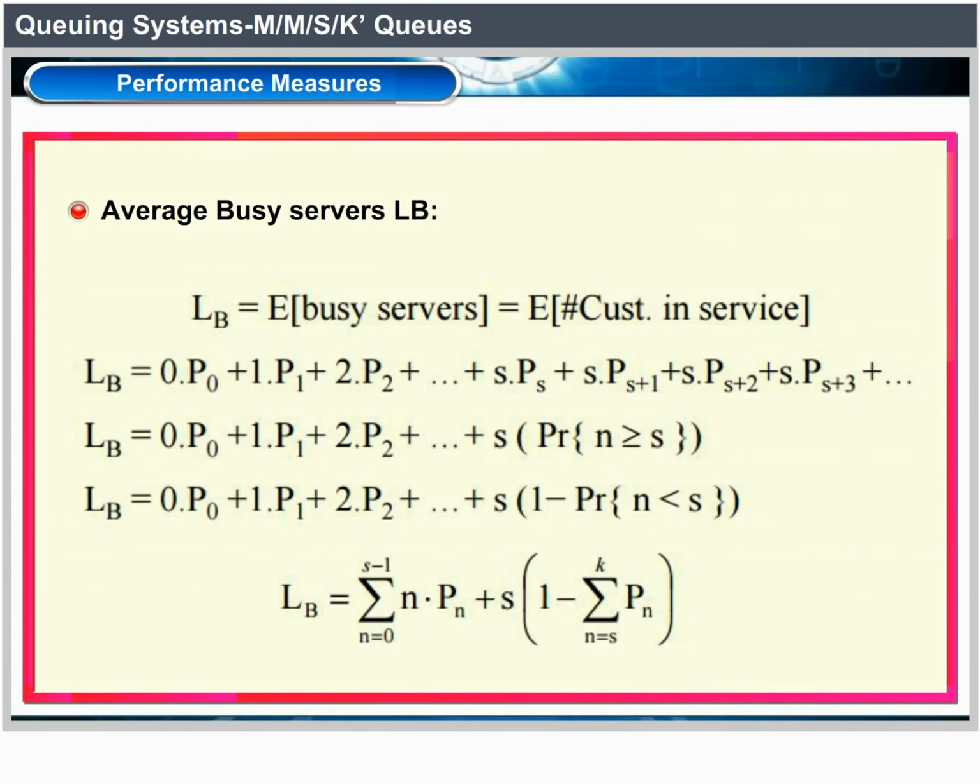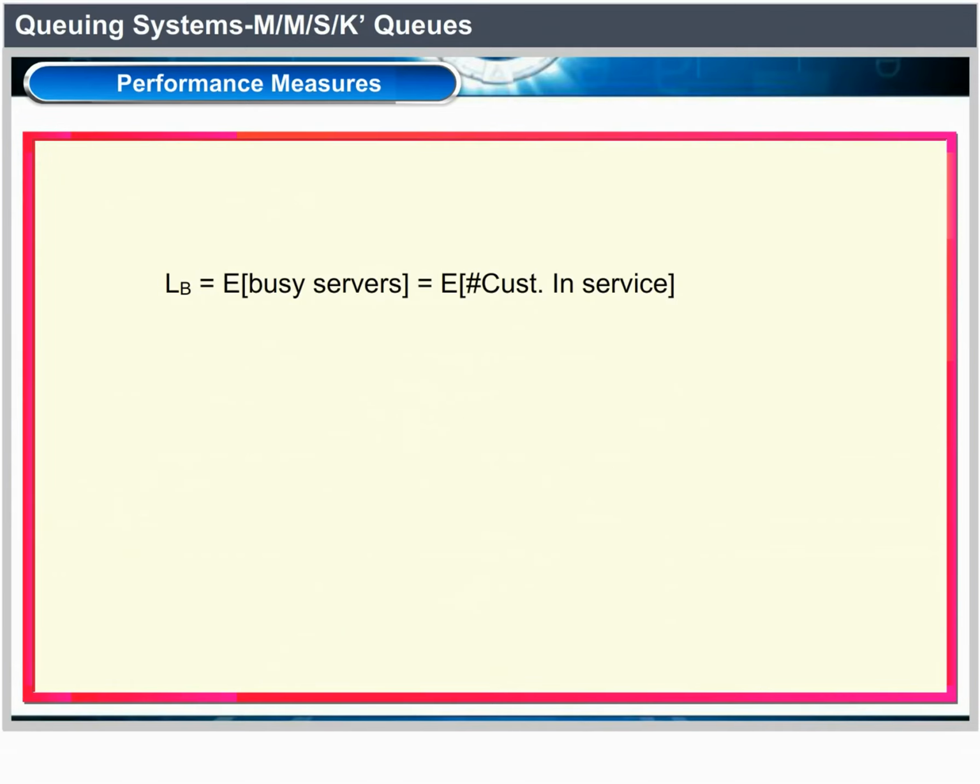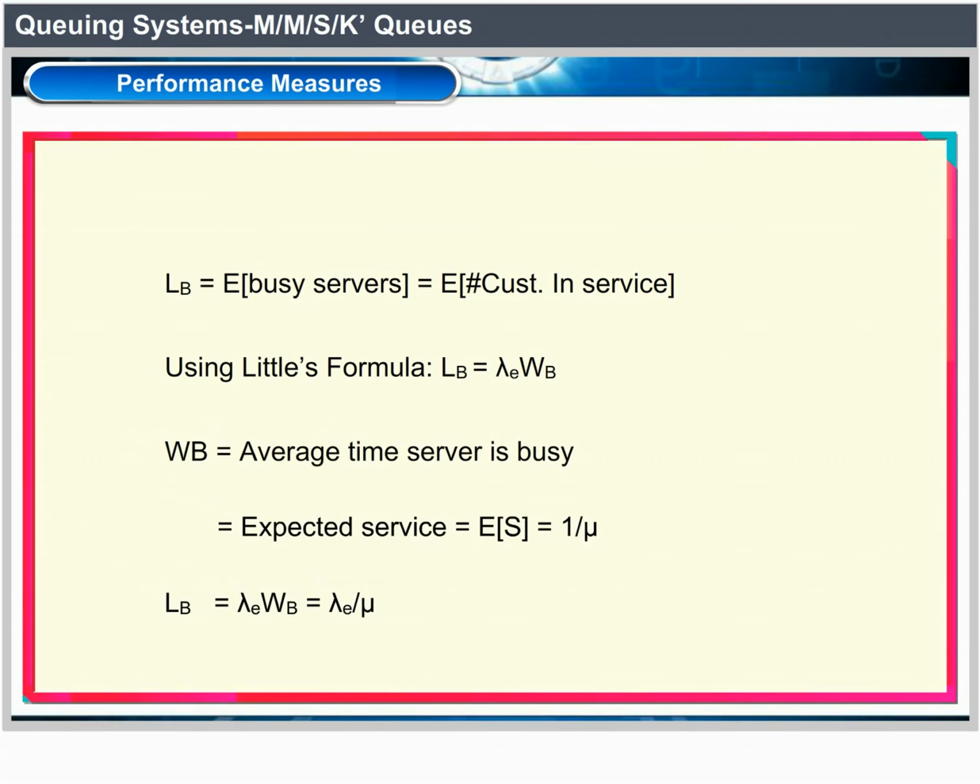L_B is equal to expected busy servers, is equal to expected number of customers in service. Using Little's formula, L_B is equal to lambda_E W_B. W_B is the average time a server is busy, which is the expected service time E[S] equal to 1 by mu. L_B is equal to lambda_E W_B, is equal to lambda_E by mu. Average customers in queue L_Q as shown.